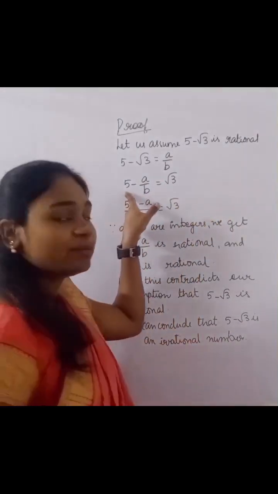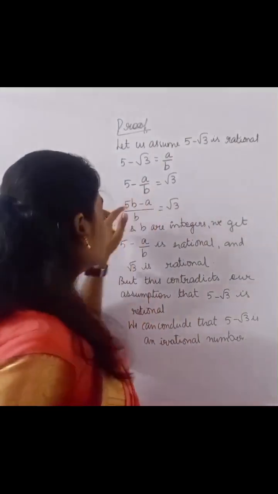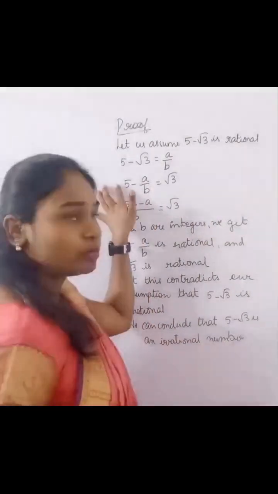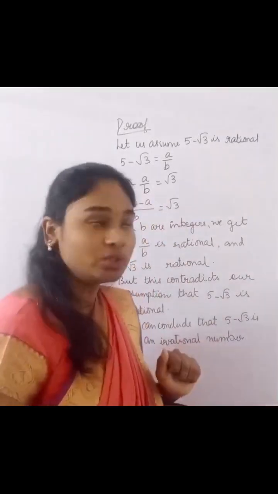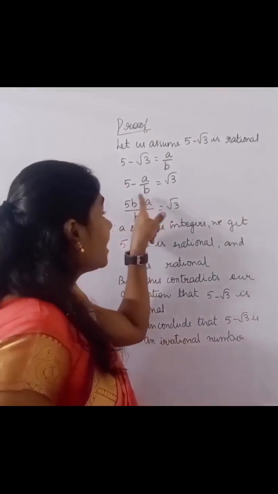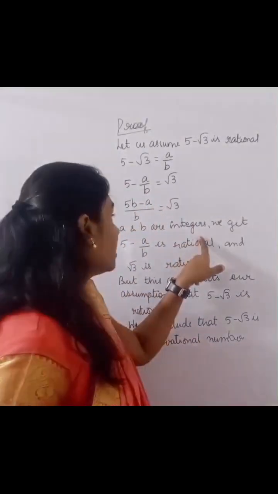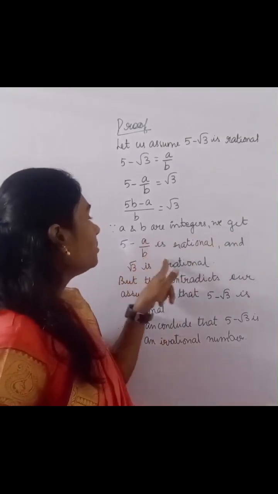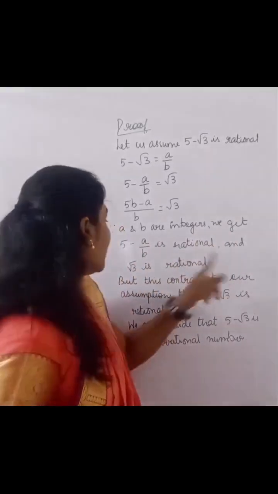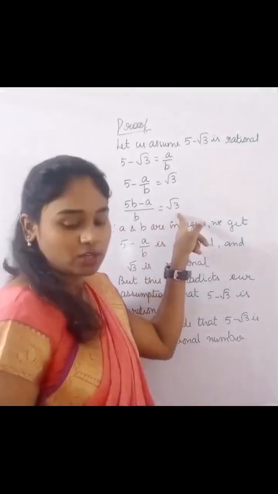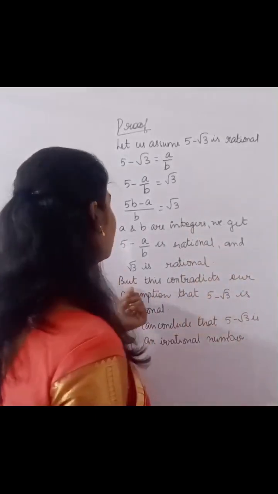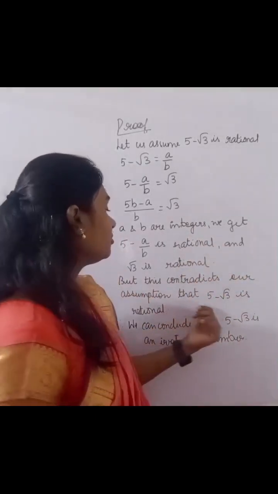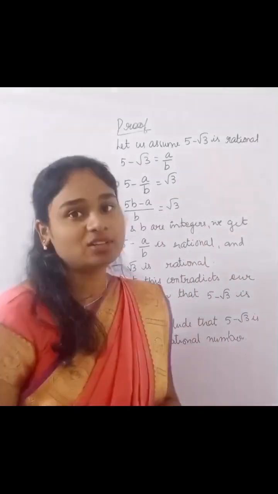Now taking LCM on the LHS, here into b, here into b in the numerator. So we will get 5b minus a divided by b, which is equal to root 3. Now since a and b are integers, 5b minus a by b is rational, right? And root 3 is irrational. So LHS is rational, but RHS is irrational. But this contradicts our assumption that 5 minus root 3 is a rational number.